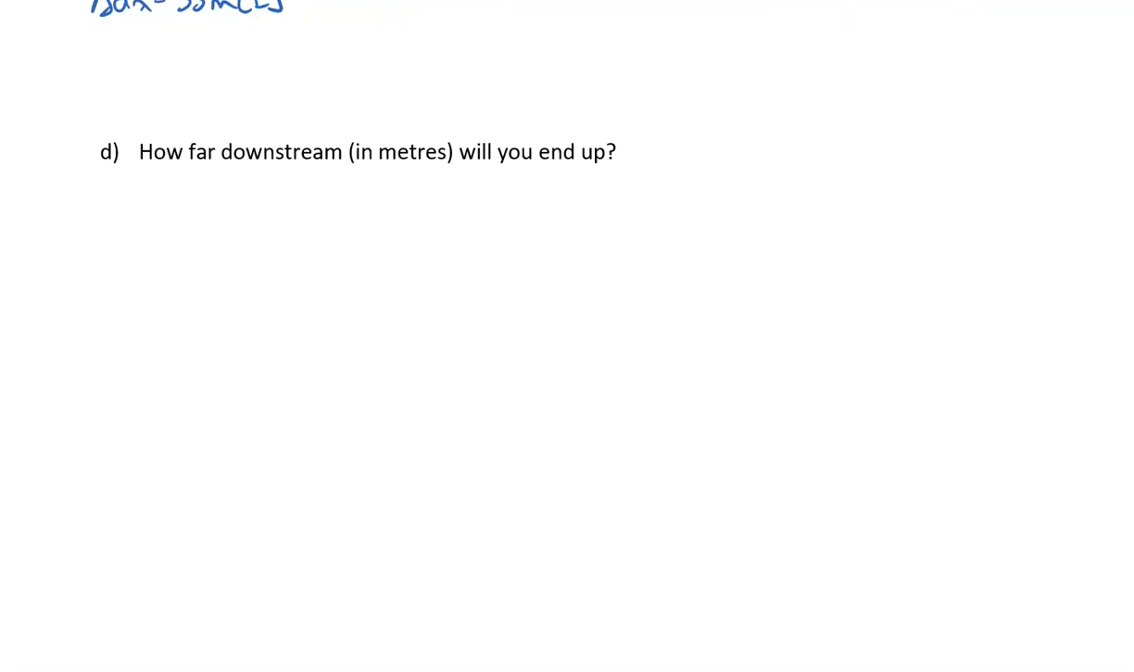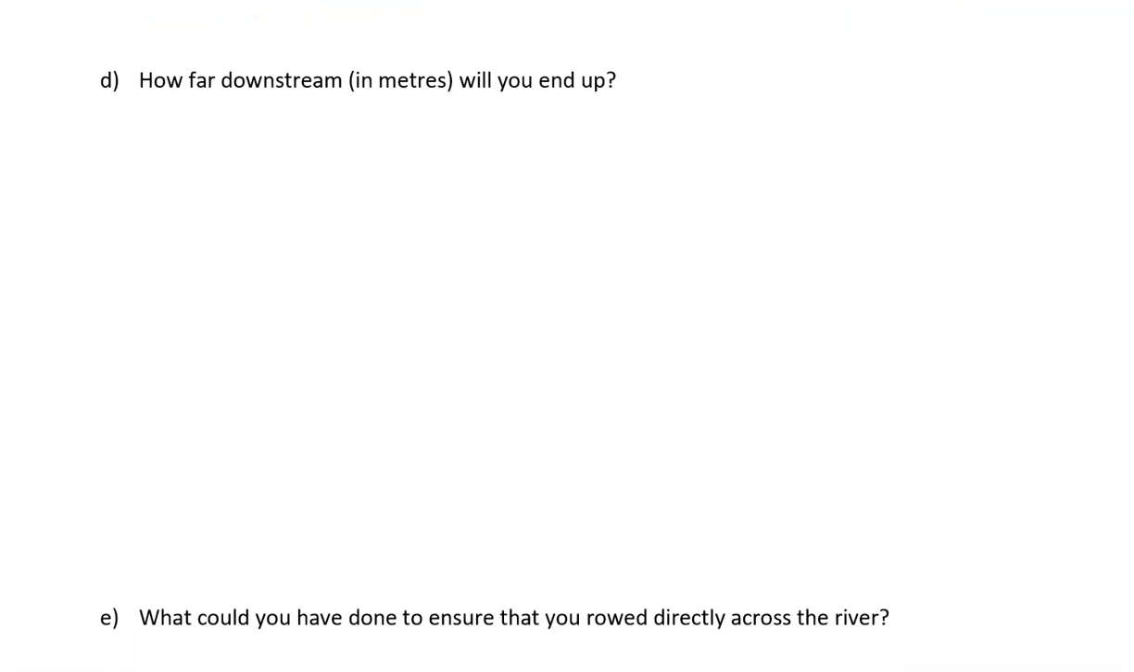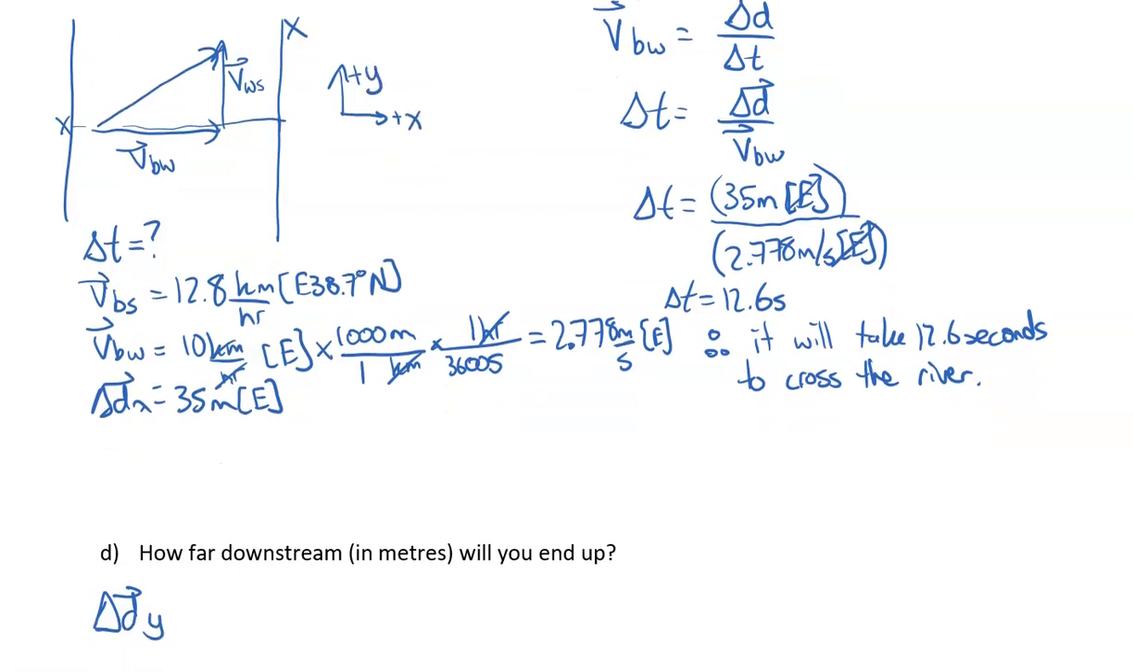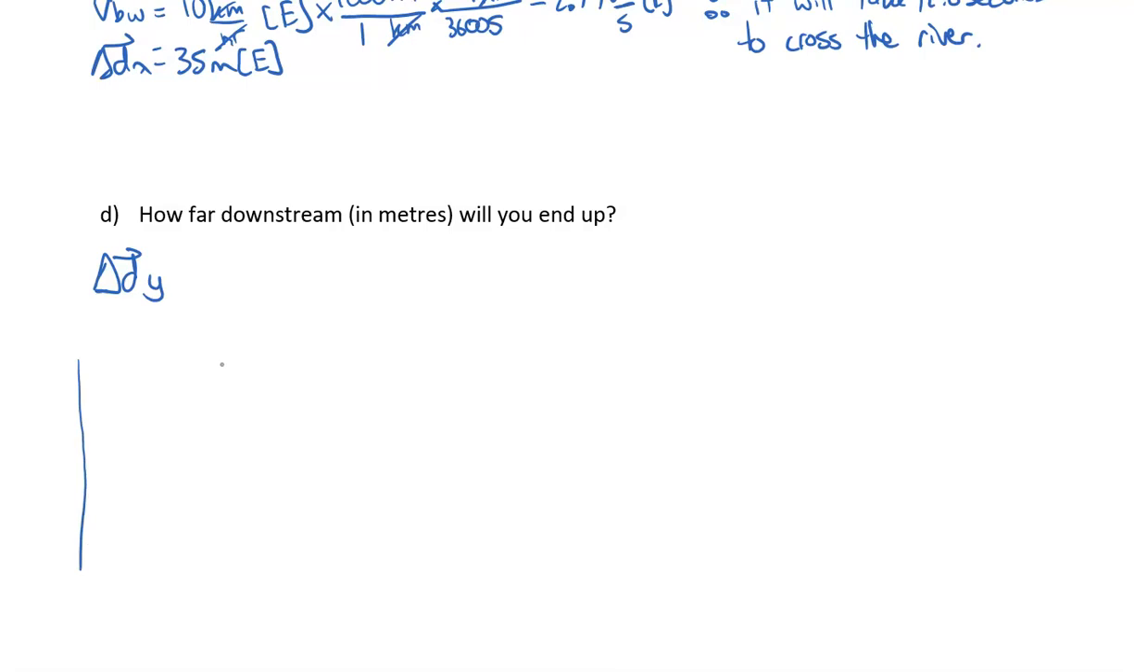How far downstream in meters will you end up? All right, well in this case we're talking downstream, so I'm going to talk about the y direction. And I could have clarified that on my diagram up above. This should be the positive x direction and the positive y direction. Again, I'm just going to include a diagram here so we can see this again. There's my velocity of the boat relative to the water, velocity of the water relative to the shore, and then the velocity of the boat relative to the shore is that. And so positive x, positive y.